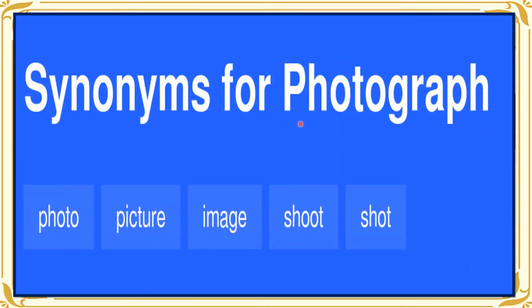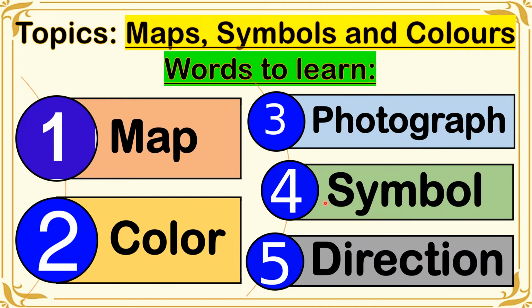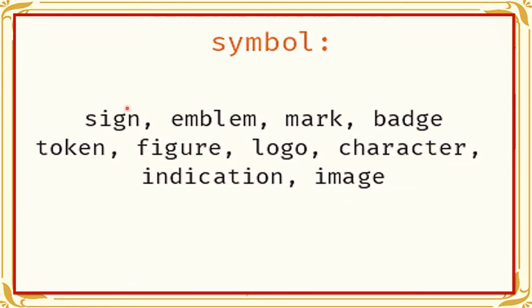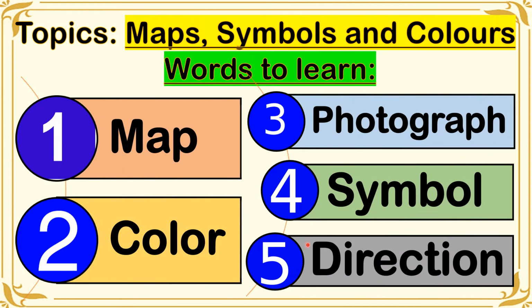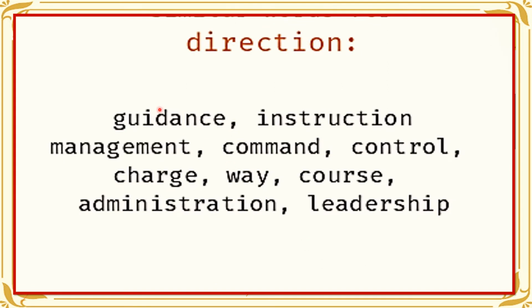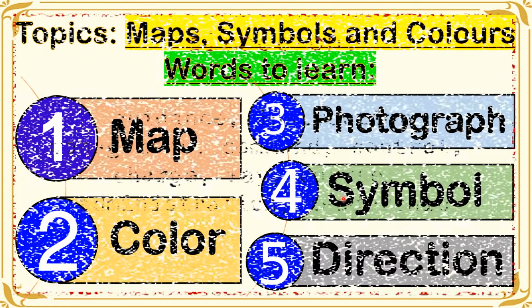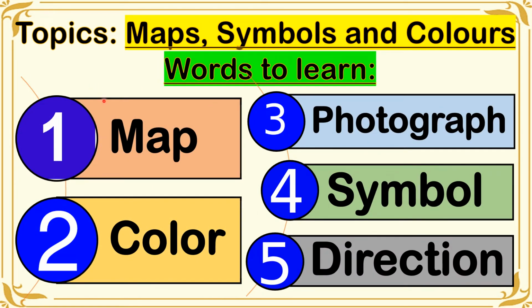The next word is photograph. It means photo, picture, image, shoot, shot. Next is symbol. Symbol means sign, emblem, mark, badge, token, figure, logo, character, indication, and image. And the last word that we have is direction. It means guidance, instruction, management, command, control, charge, way, course, administration, and leadership. So these are the vocabulary words that can help us better understand our topic for today. Let's read them again from numbers 1 to 5. Map, color, photograph, symbol, and direction.